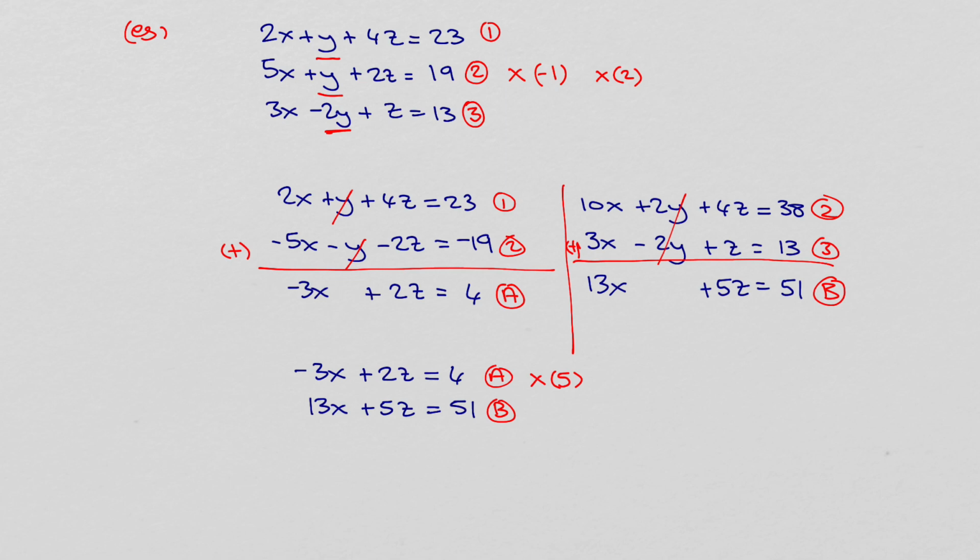But of course, we need to remember that the coefficients have to be the same, but opposite in sign. So that means it has to actually be a minus 2. So that's going to give me minus 15x plus 10z equals 20. And if I multiply B by minus 2, I'm going to get minus 26x minus 10z equals minus 102.